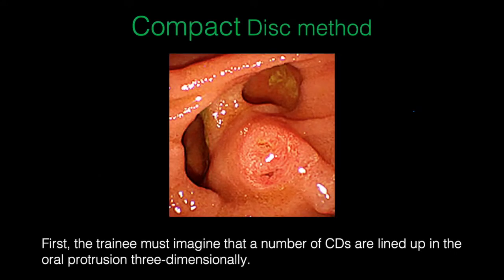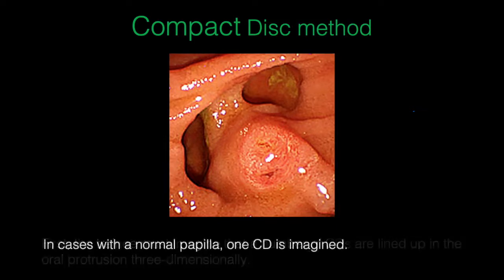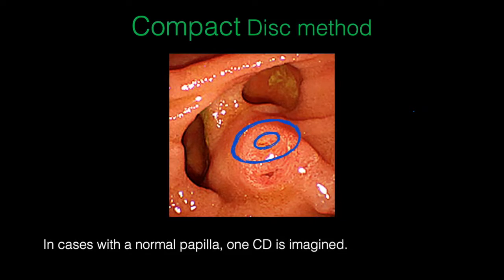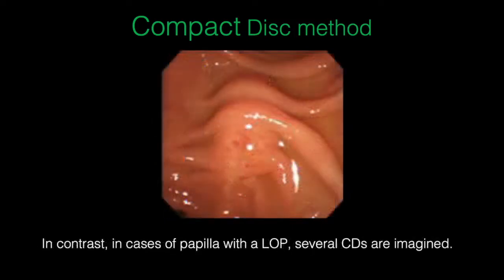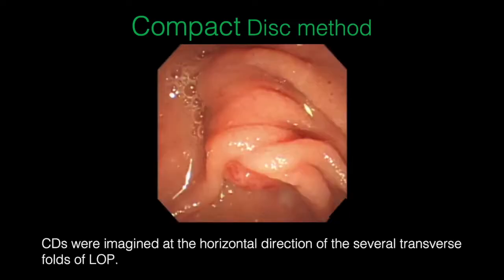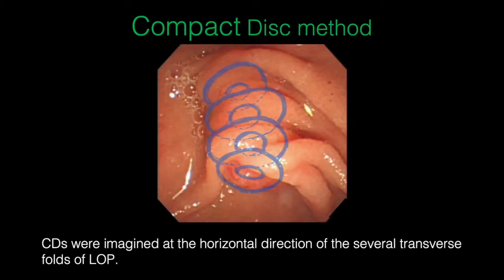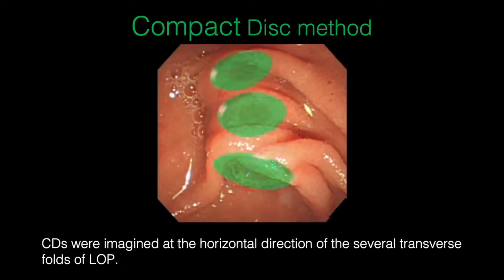First, the trainee must imagine that a number of CDs are lined up in the oral protrusion 3-dimensionally. In cases with a normal papilla, 1 CD is imagined. In contrast, in cases of papilla with a LOP, several CDs are imagined. CDs are imagined in the horizontal direction of the several transverse folds of the LOP.